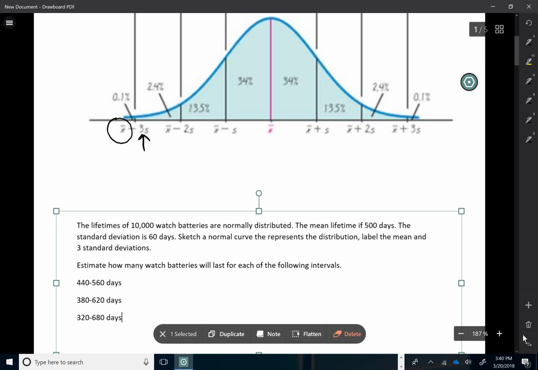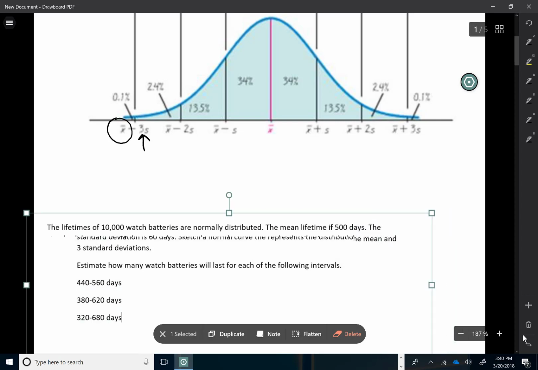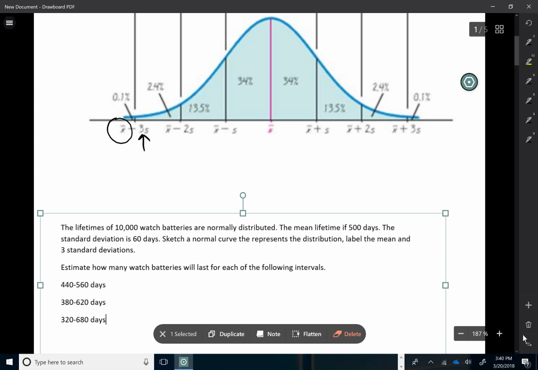So if we look at a basic problem, it says the lifetimes of 10,000 watch batteries are normally distributed. This is important: whatever it is that you're talking about must actually be normally distributed. We need to make sure we understand that, and that it's either understood or given that that is the case. So this is the mean lifetime, and it should say of 500 days. The standard deviation is 60 days.